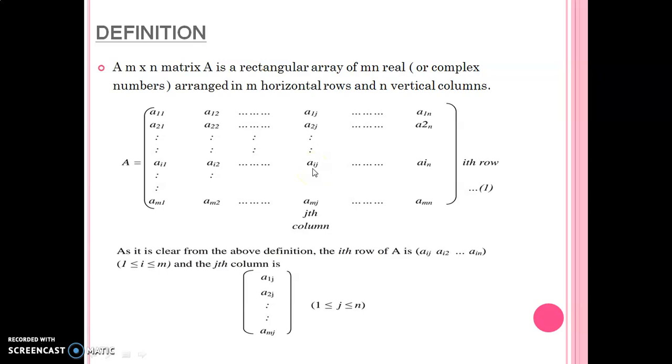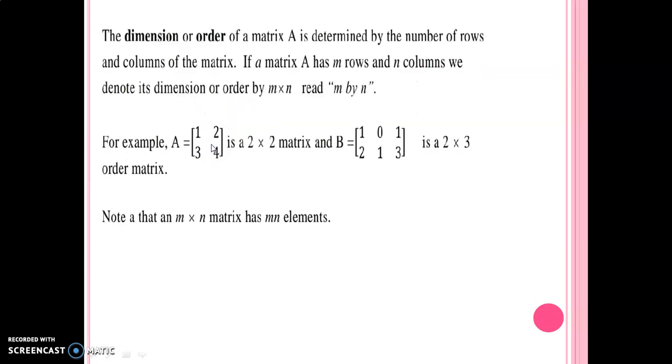In general, an entry is denoted by aij, where i stands for the ith row and j stands for the jth column. So the first entry, which is in the first row and in the first column, is denoted by a11. Similarly, the next entry is a12. It is in the first row and in the second column, and so on.